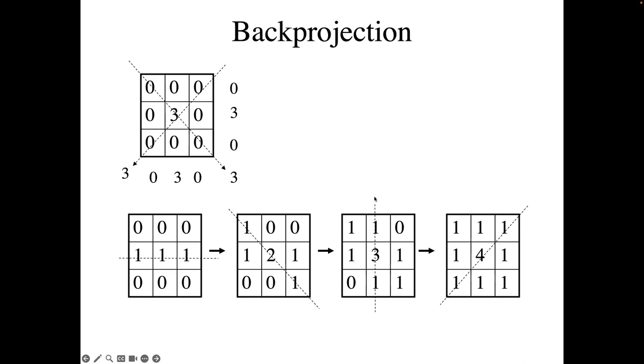I'll project it back. I'll add a 1 here because it was a 0. Now this becomes 3 because it used to be 2. So I added 1. Now I add 1 here. That becomes a 1, right? And similarly for this one, a 1, 4, 1, right?